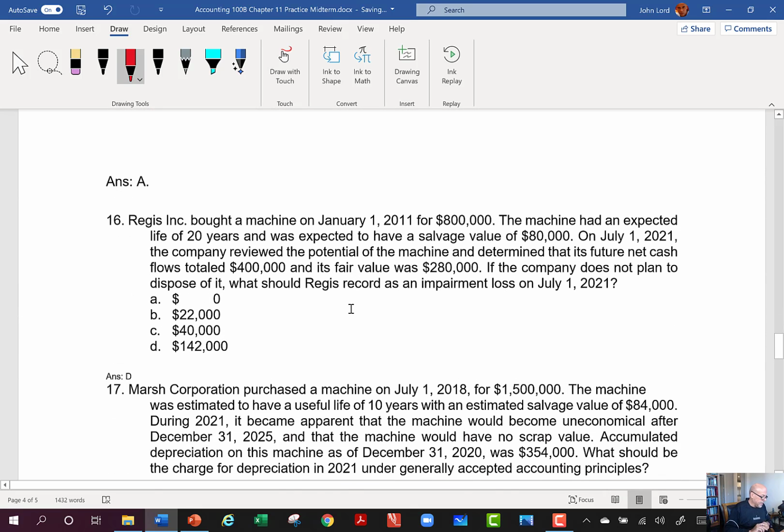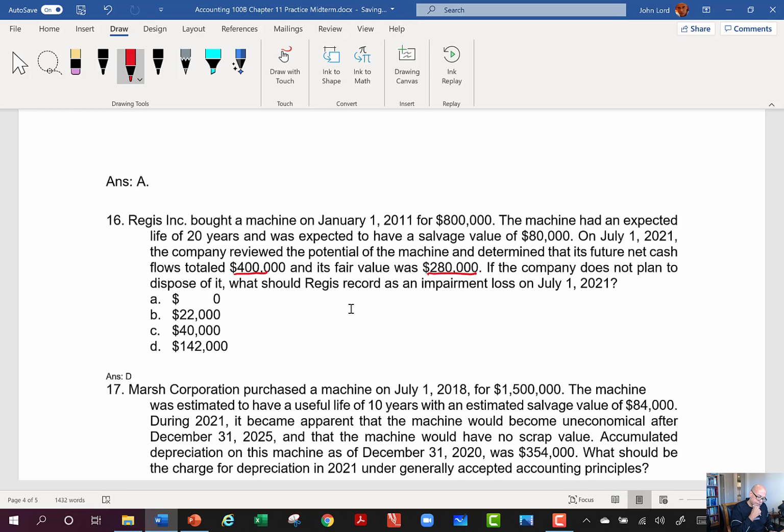We've got this situation where they bought the equipment for $800,000. The machine had an expected life of 20 years and was expected to have a salvage value of $80,000. On July 1st, 2021, the company reviewed the potential of the machine and determined that the net future cash flows total $400,000 and the fair value is $280,000.